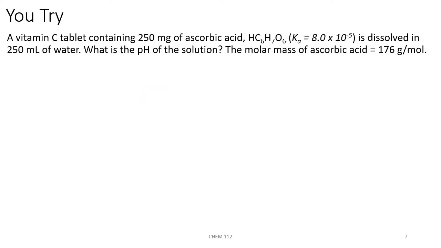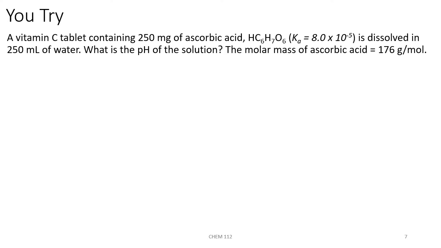Let's try another example with a weak acid. A vitamin C tablet containing 250 milligrams of ascorbic acid, which is HC6H7O6, Ka for that acid is 8.0 times 10 to the negative fifth, is dissolved in 250 milliliters of water. What is the pH of the solution? The molar mass of ascorbic acid is 176 grams per mole.